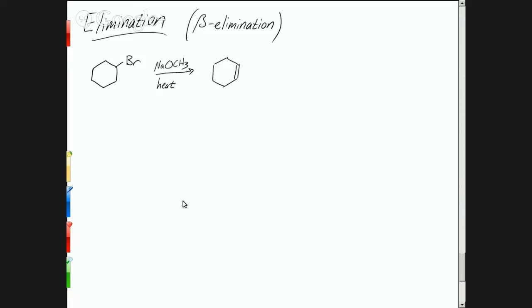And the byproducts here are going to be methanol and sodium bromide. But it's kind of strange that we've completely gotten rid of the leaving group. We haven't replaced it, but we've actually made this double bond. And that's where this name elimination comes from, or beta elimination. Another name for this reaction, which I think is kind of a mouthful, is dehydrohalogenation. It's a very descriptive name because it means getting rid of hydrogen and a halogen.